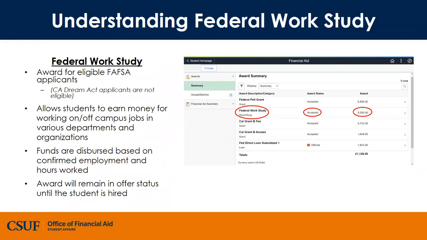Next is Federal Work Study. This is an award for eligible FAFSA applicants. Federal Work Study allows students to earn money for working on or off campus in various departments or organizations. Additionally, funds for this award are disbursed based on confirmed employment and hours worked. Lastly, please note that the award will remain in an offer status until the student is hired and that California DREAM Act applicants are not eligible for this award.